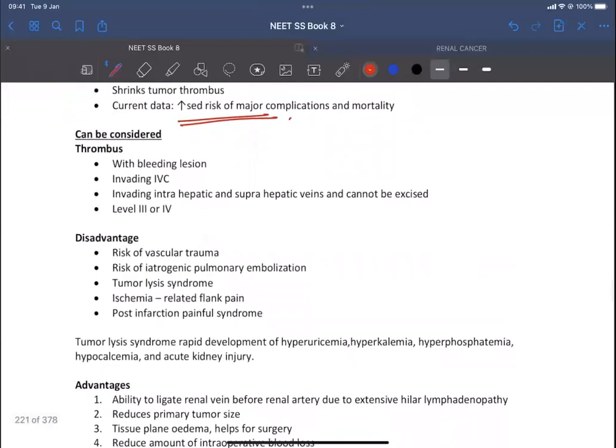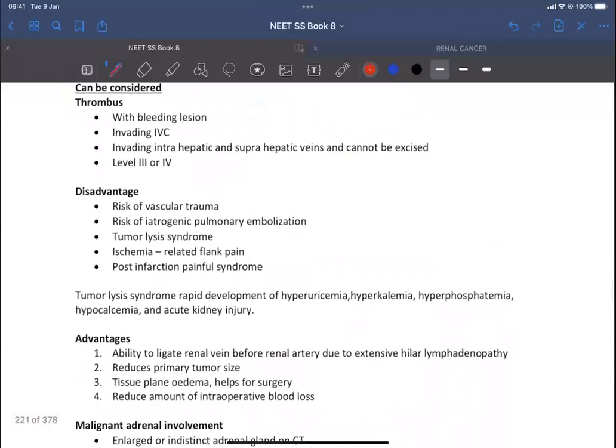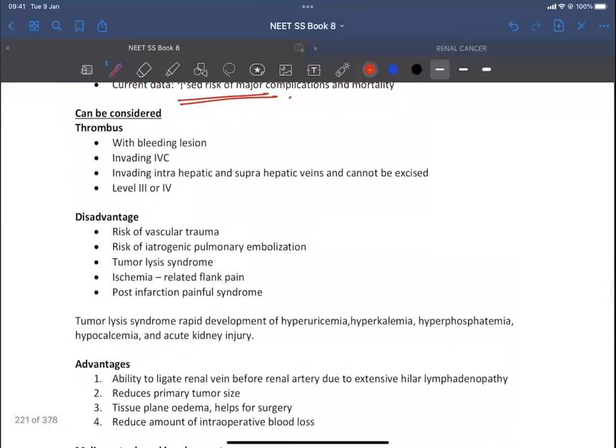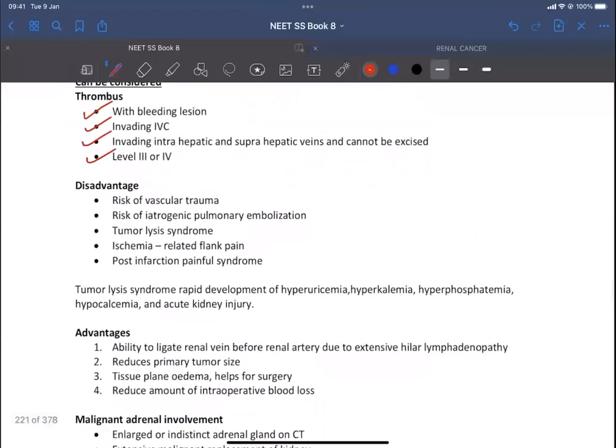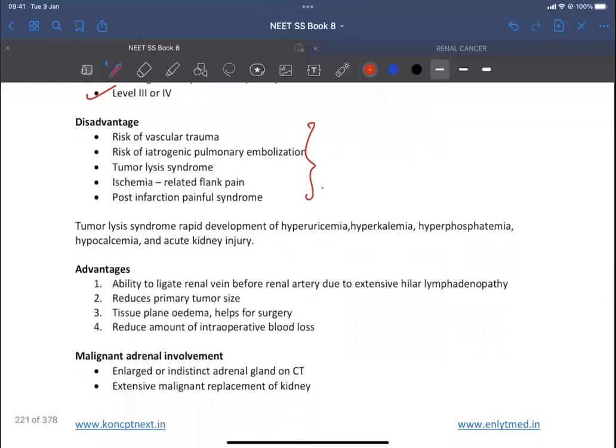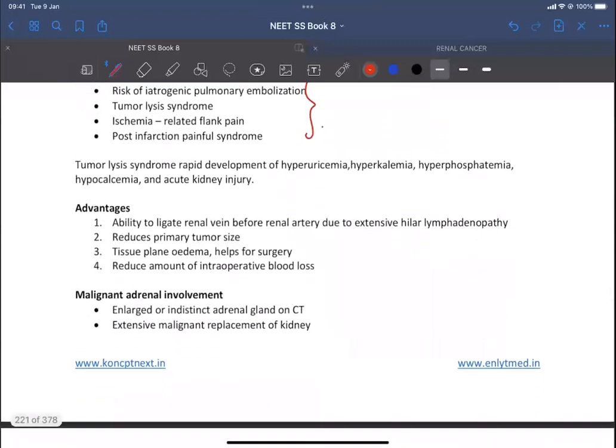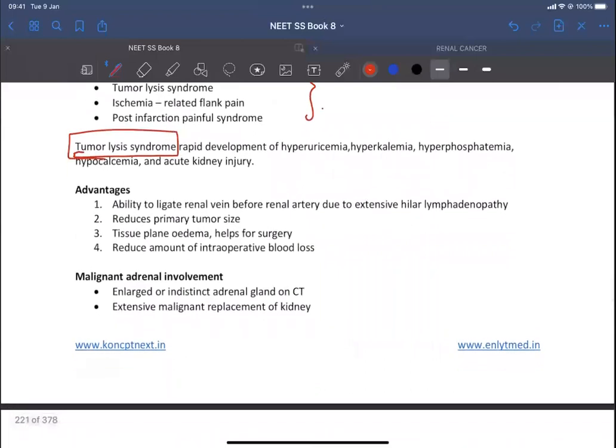So yes, preoperative angioembolization was done before for a lesion that was actively bleeding, or invading the IVC, or level 3 or 4, which could not be excised, more as a palliative approach. Because of these complications, it is not routinely performed, and it also causes tumor lysis syndrome, which is very difficult to manage.